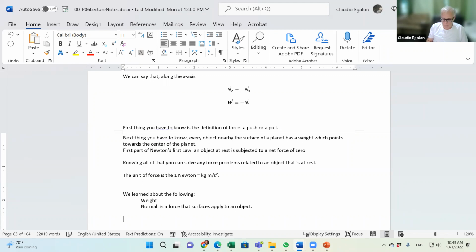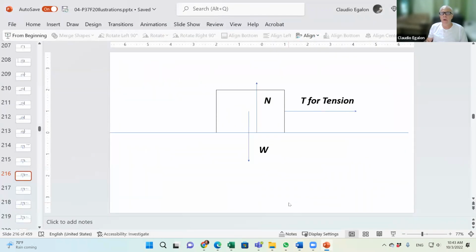But there are more forces. Another one is called tension. We abbreviate it by the letter T. Okay, so I'm going to illustrate here. Here you go. What did I do here? I attached my block to a string. Okay, just like my book here. I'm going to show you my book.